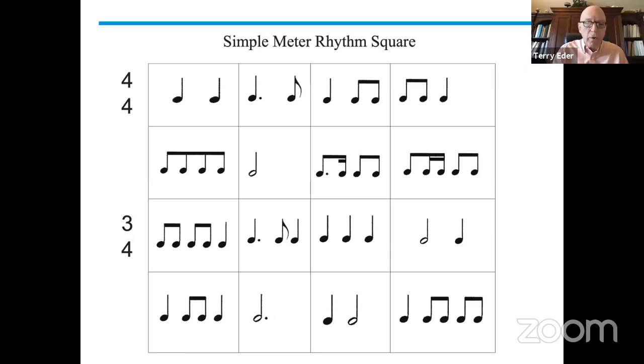And then in 3/4, 1 and 2 and 3, 1 and 3, 1, 2, 3, 1, 3, 1, 2 and 3, 1, 1, 2, 1, 2 and 3. And so there again, basically, I bet there haven't been more than 2 or 3 in 3/4, but you need to be prepared for that as well, okay?